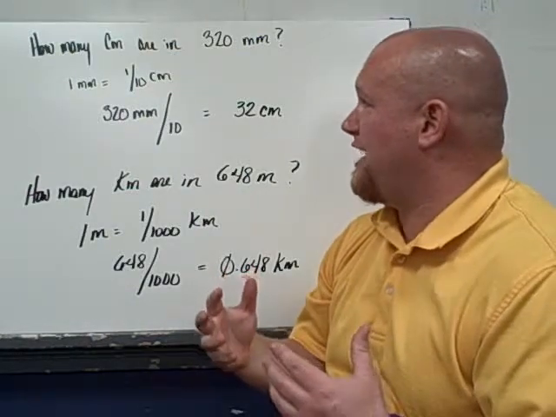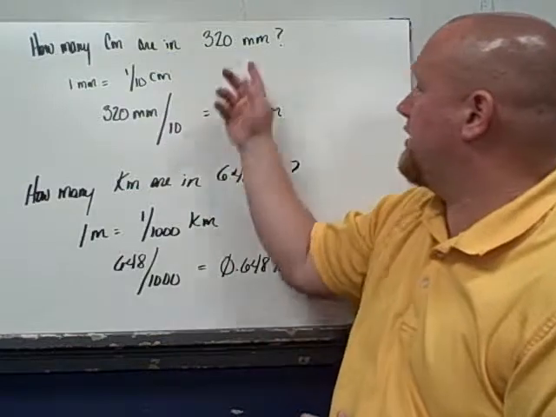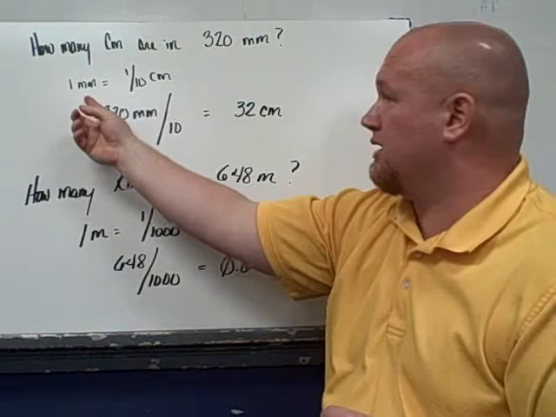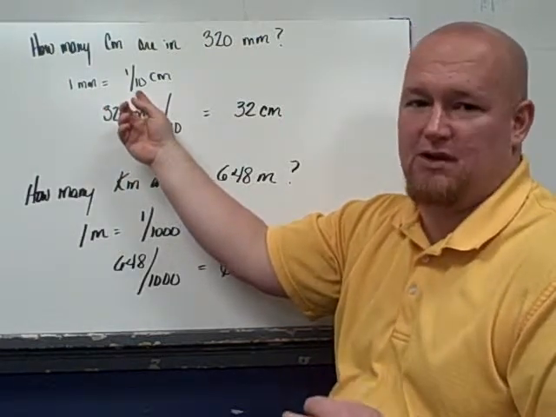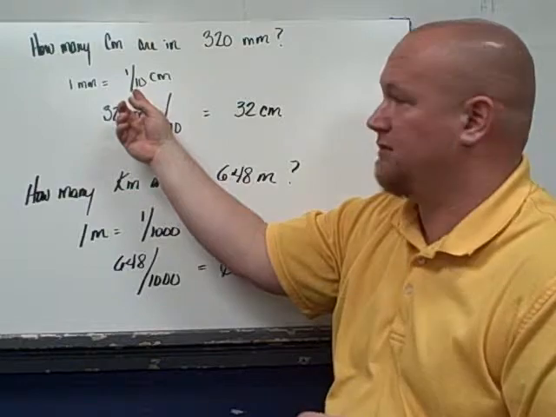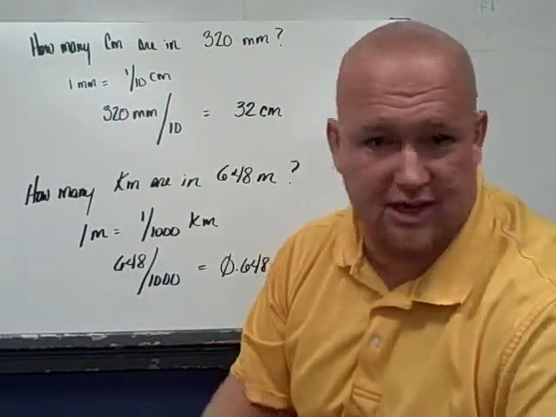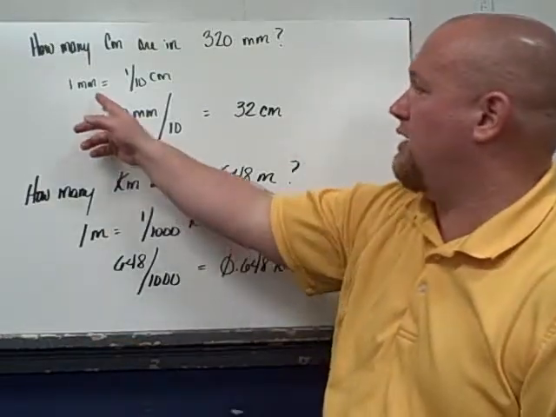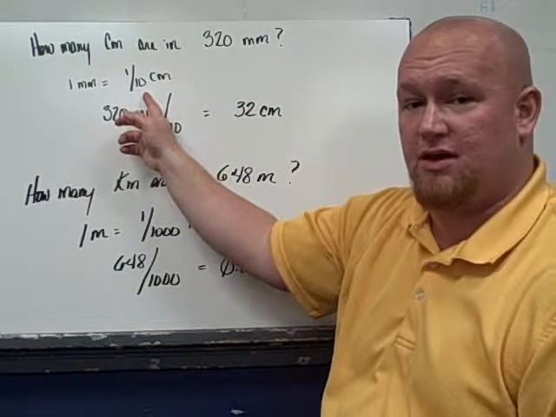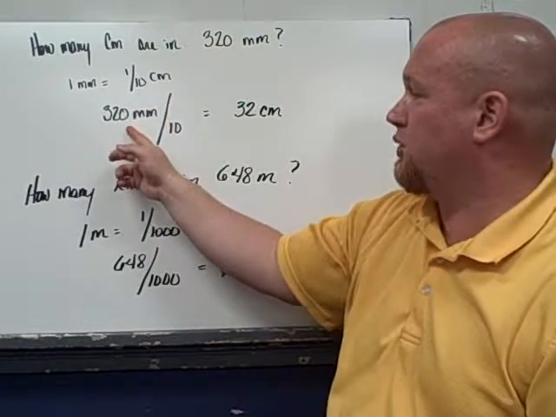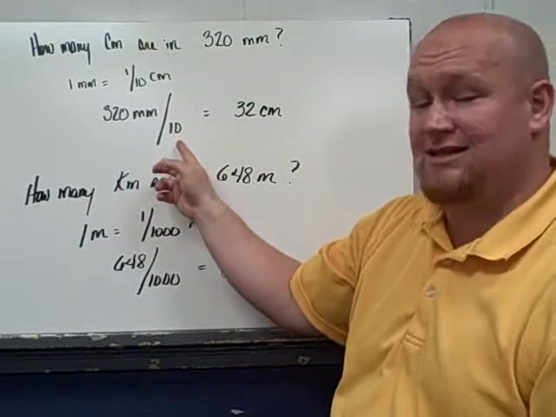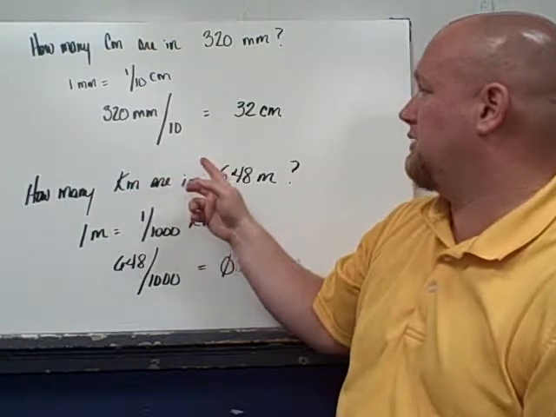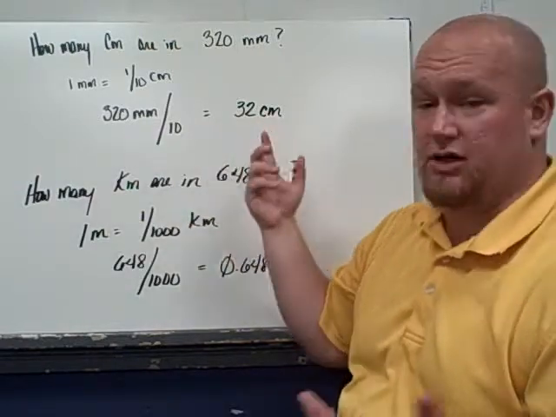So, what if I want to know how many centimeters are in 320 millimeters? Think that 1 millimeter is 1/10 of a centimeter, or there are 10 millimeters in each centimeter. Don't get confused by all the centi and milli and meters and all the flopping back and forth. So I know that 1 millimeter is 1/10 of a centimeter. That's 320 millimeters divided by 10 millimeters per centimeter. Well, 320 divided by 10 is 32 centimeters.